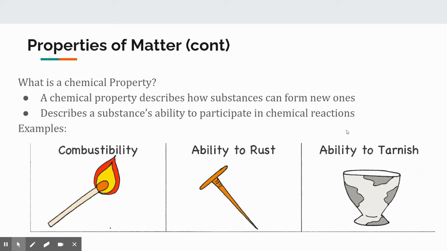So the opposite of that would be a chemical property. In order to observe a chemical property, you have to try to chemically change the substance. And so that's like combustibility. In order to determine if something is combustible, you have to try to burn it. And once you burn it, you've changed the identity of the substance.